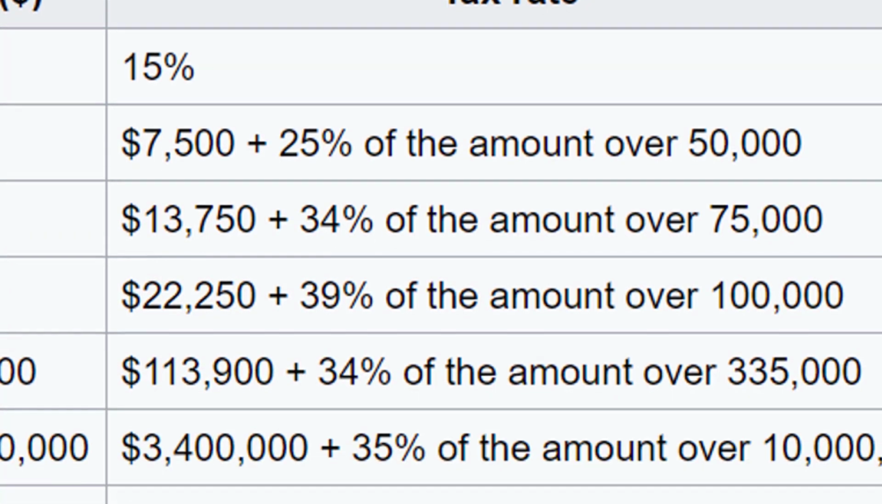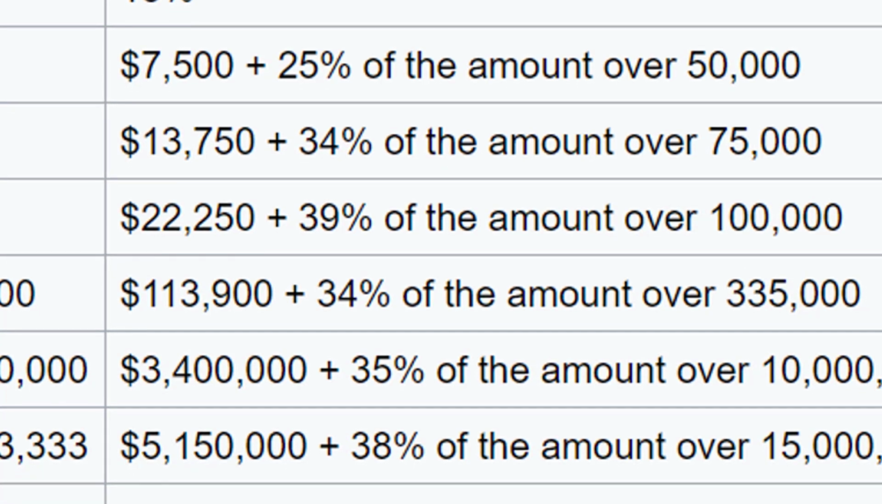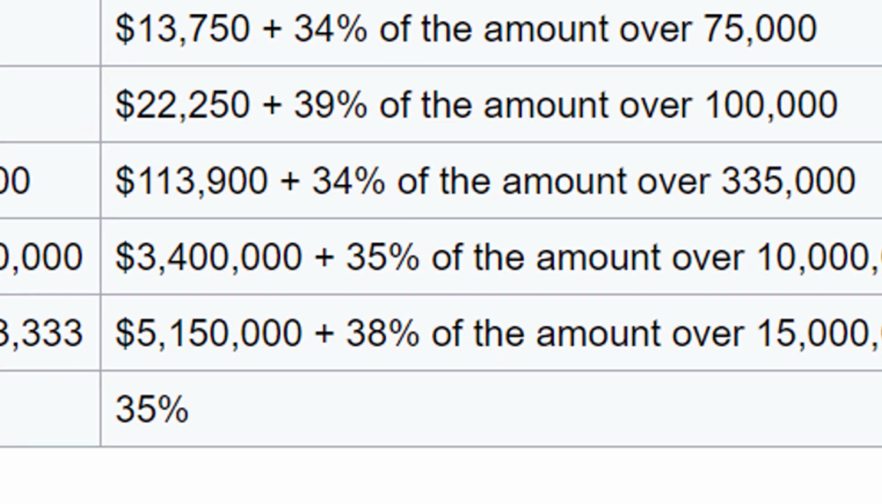to 39%. But then, wait 1 second, they go back down to 34%? Huh? Okay, well then they go back up to 35%, and then to 38%. I was starting to think something was wrong, and then, what the? And they go back down to 35% again.